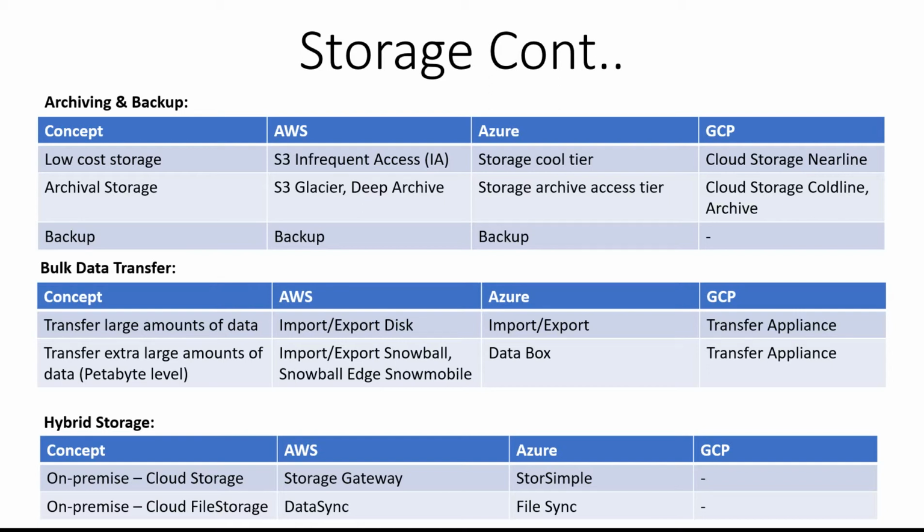So in that category of data transfer use cases, in AWS it's Import/Export Disk, and in Azure it is Azure Import/Export, and in GCP it is Transfer Appliance. But again, if you're looking for very huge data like petabyte level, then it's Snowball, Snowball Edge, Snowball Mobile. In Azure it is Data Box, and in GCP again it is Transfer Appliance.